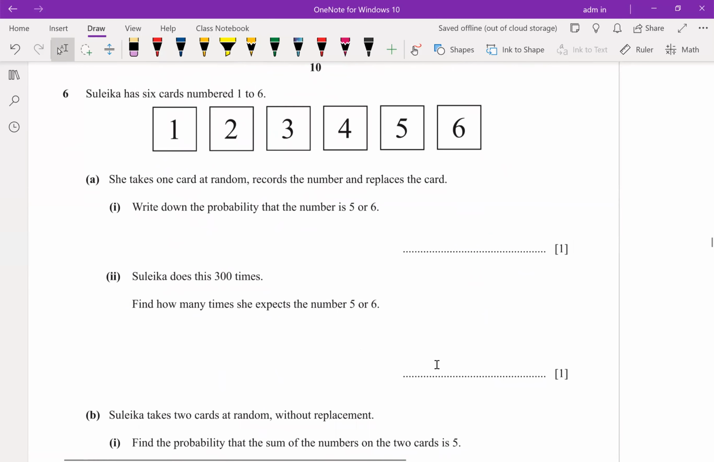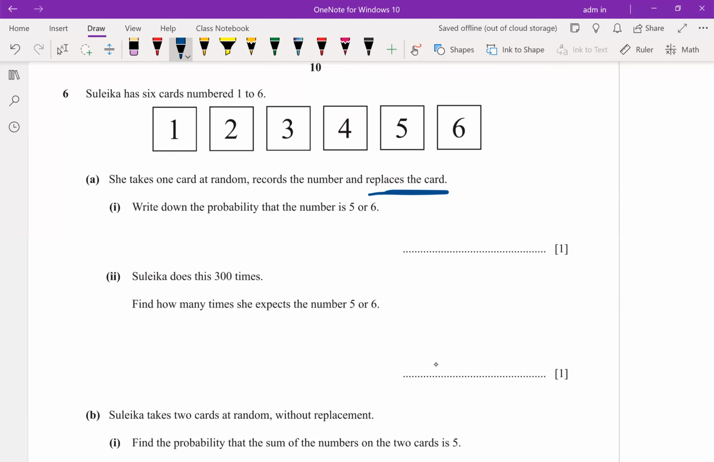Question number 6, probability. How many cards do we have? 6 cards. 1, 2, 3, 4, 5, 6. If we take 1 randomly, what is the probability of getting 1? 1 out of 6, 2, 1 out of 6, 3, 1 out of 6. It's called equally likely type. She takes 1 card randomly and replaces it. When I say replace, there is no change for the total. It's still 6 each time. Don't forget to look at this point. Is it with replace or without?